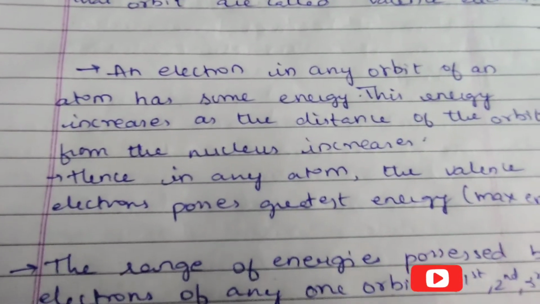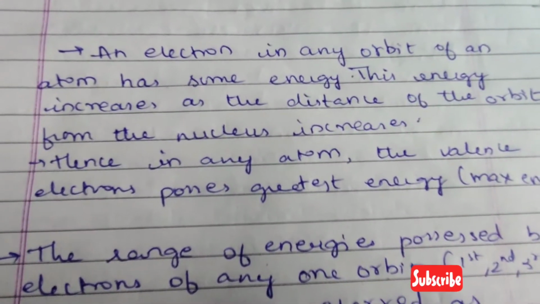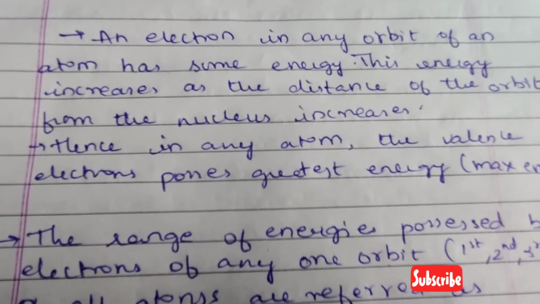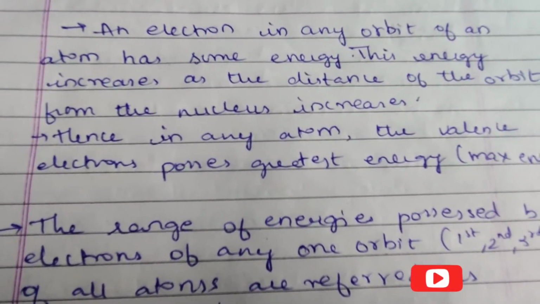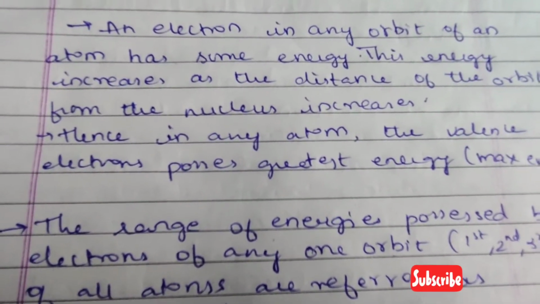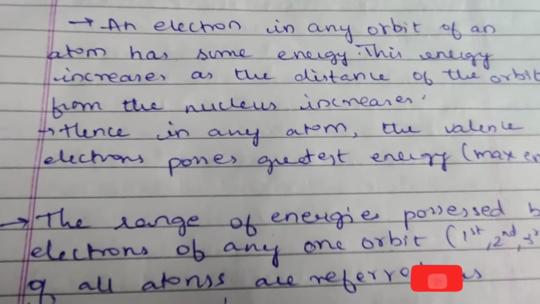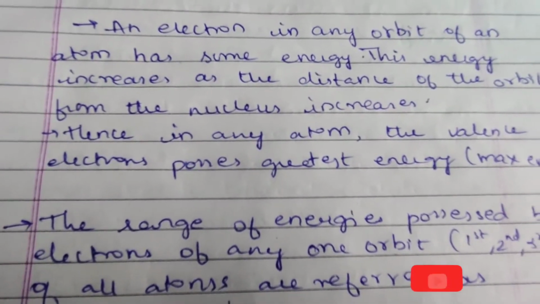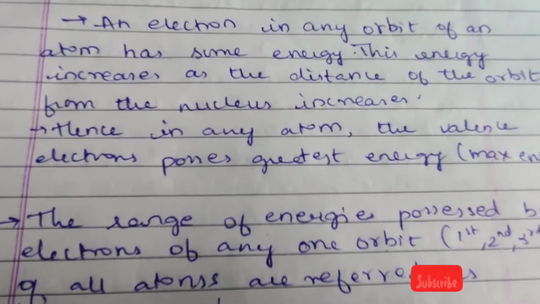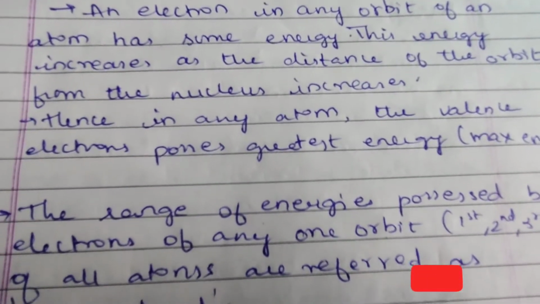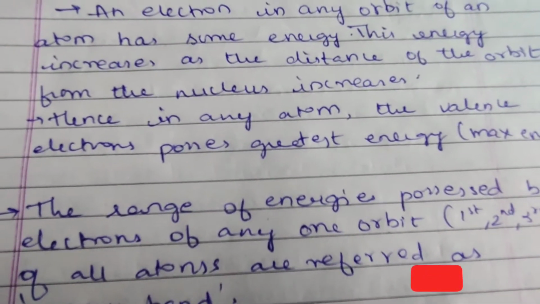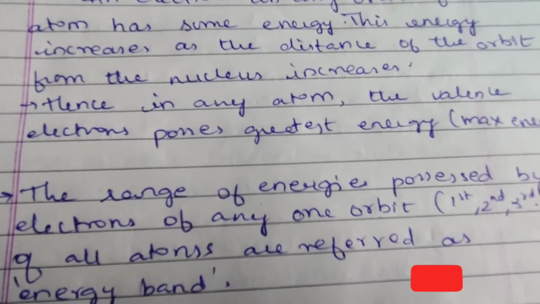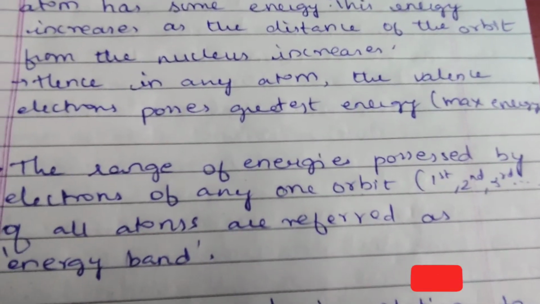An electron in any orbit of an atom has some energy, like we said, right? This energy increases as the distance of the orbit from the nucleus increases. For example, for the 8th or 7th orbit, the more the distance from the nucleus, the more the energy it possesses. As we said, the maximum is the 8th one, and that is called the valence orbit with valence electrons. So in any atom, the valence electrons possess the greatest energy, that means the maximum energy.